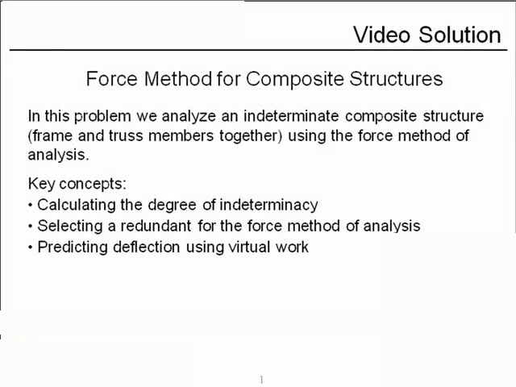Composite structures combine frame elements and truss elements in one structure. If a composite structure is only 1 or 2 degrees indeterminate, the force method can be a very efficient tool for structural analysis. So in this problem, we'll analyze an indeterminate composite structure and we'll use the force method. The key concepts we'll use are calculating the degree of indeterminacy, selecting a redundant for the force method of analysis, and predicting deflection using virtual work.